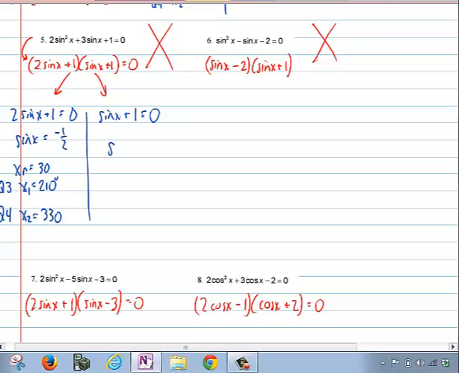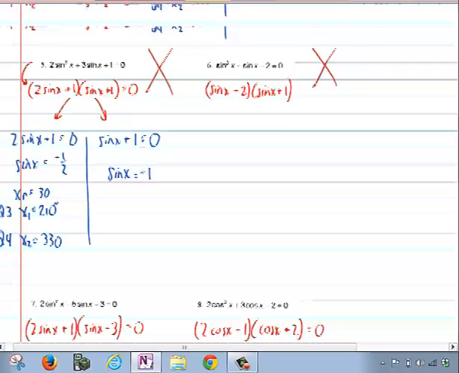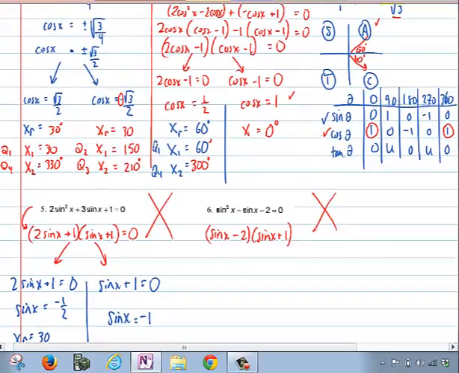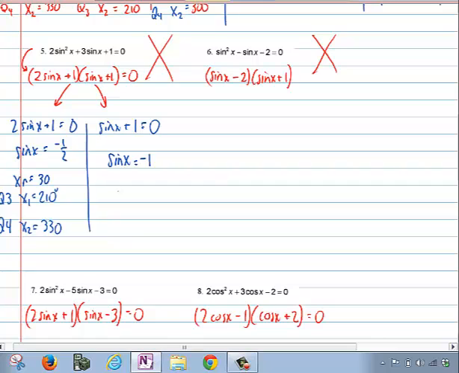On the right side, the sine of x is equal to negative 1. Looking at my chart, I know that at 270 degrees, the sine of x is negative 1, so my other answer would be 270 degrees.